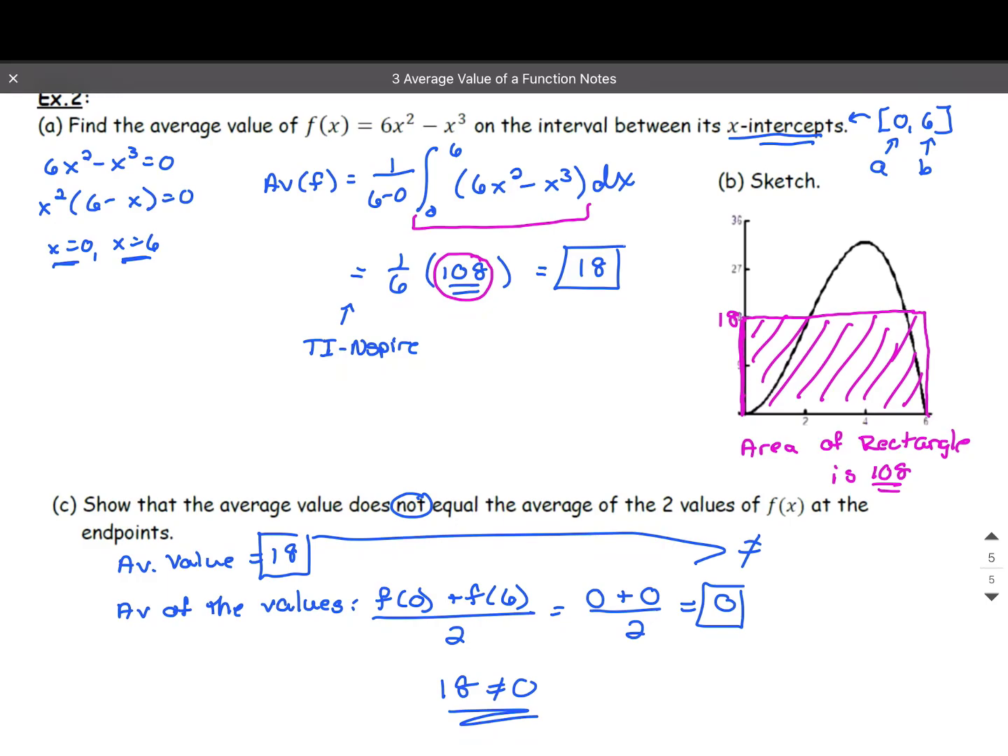All right, guys, so that's how average value works. So when you're finding the average value of a function on the closed interval from a to b, that's 1 over b minus a times the integral from a to b of f of x dx.